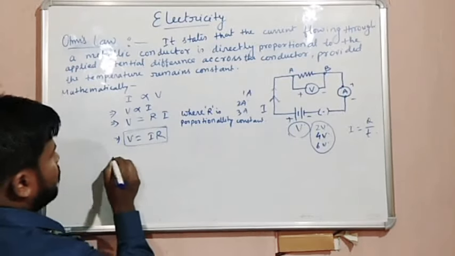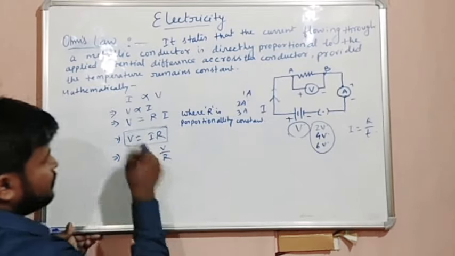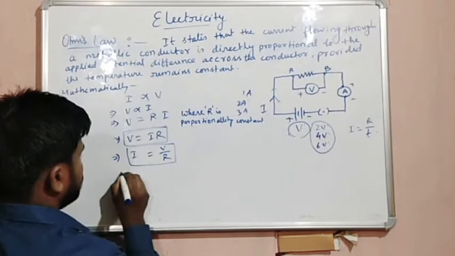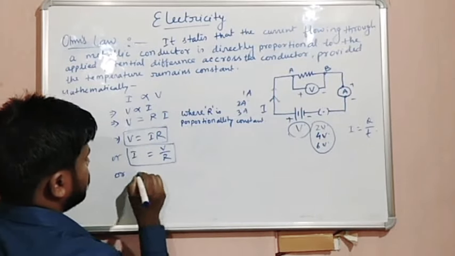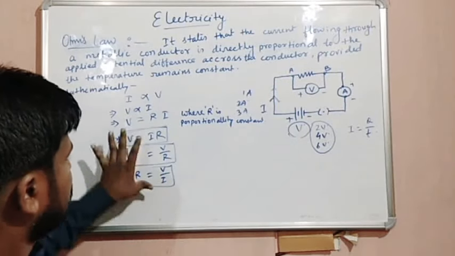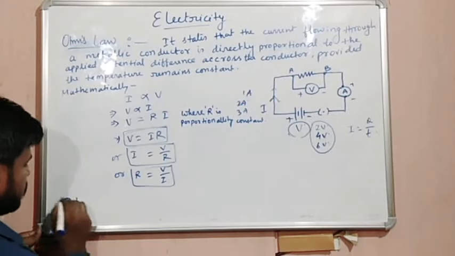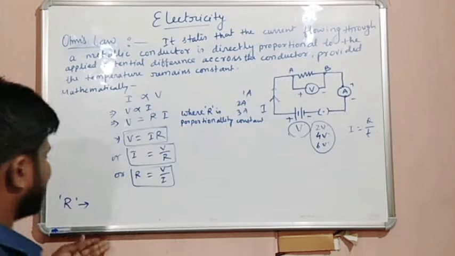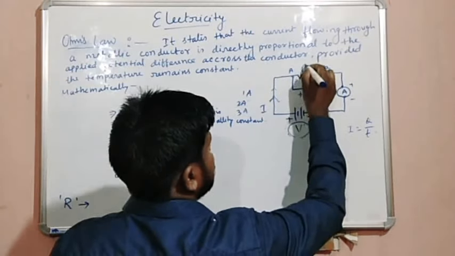This implies I is equal to how much? V by R, cross multiply. What will you get? I is equal to V by R, or R is equal to V upon I. This is the formula you are getting from the same. Now what is R? The proportionality constant R is nothing but the resistance of the metallic conductor. So this is the metallic conductor, its resistance is R.